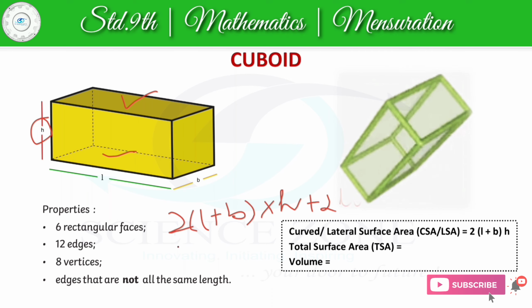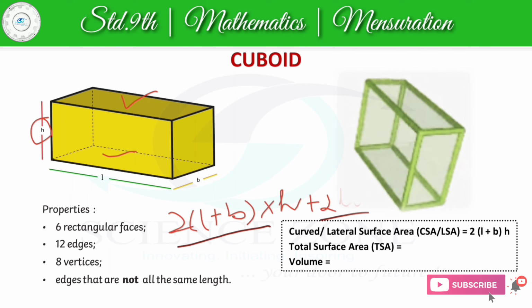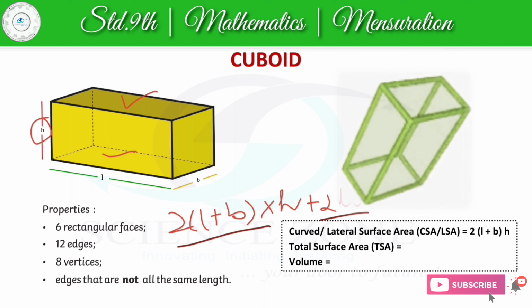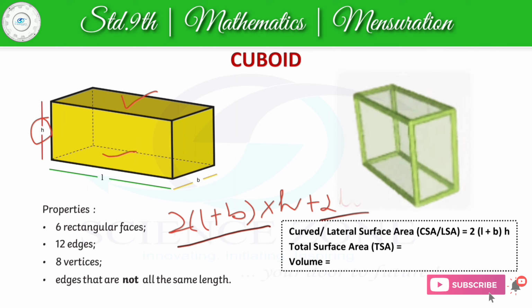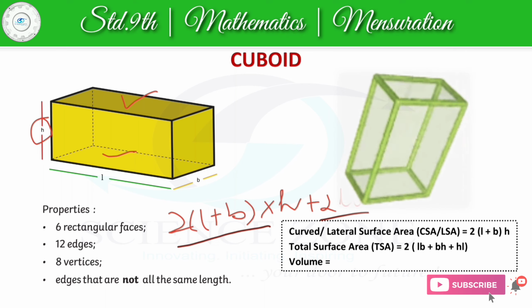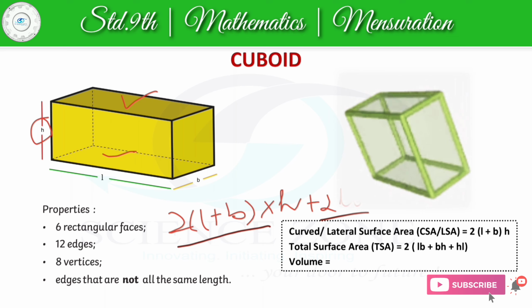We can see that from these 2 terms, we can take 2 common. So if you take 2 as common, then the formula for total surface area of cuboid will be 2 times (LB plus BH plus HL). Now let's find the formula for its volume.